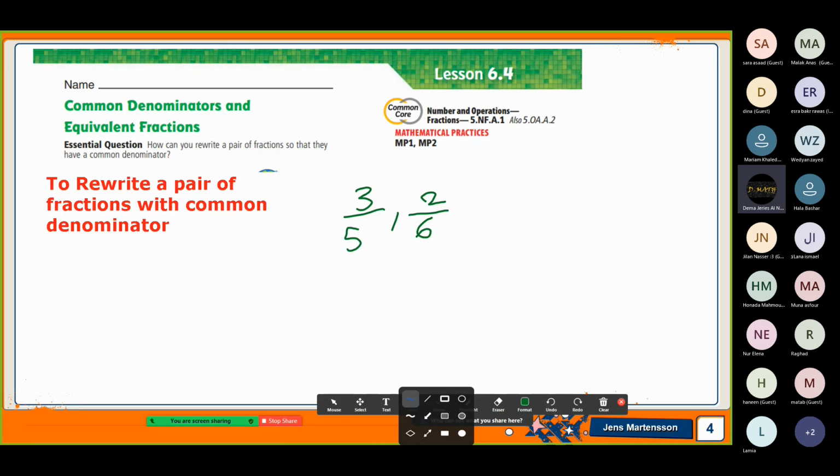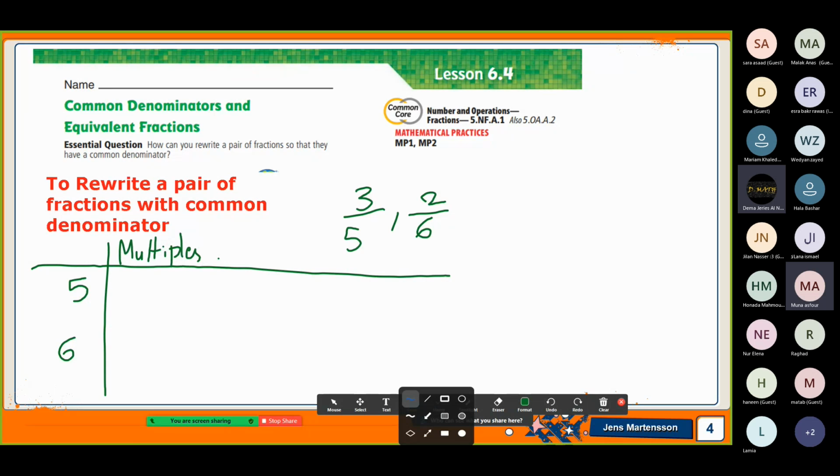The first step, you have to search where the denominators are. What are the denominators? 2 and 3 or 5 and 6? 5 and 6. So first of all, you will write here the denominators, 5 and 6. Then next, after that, what do you have to do now? You have to write the multiples of them.